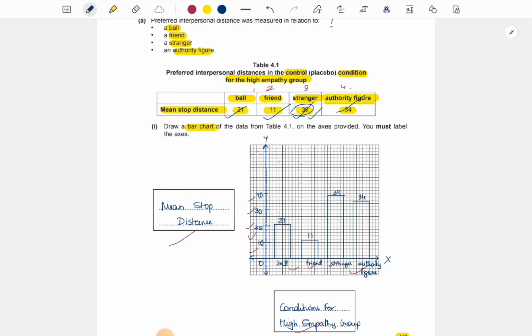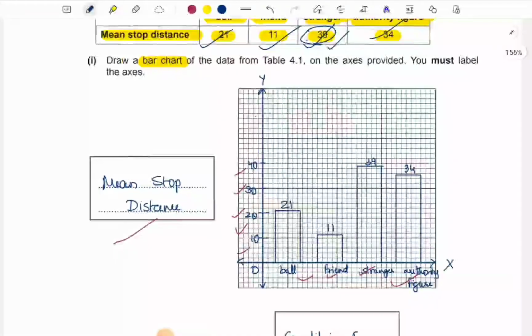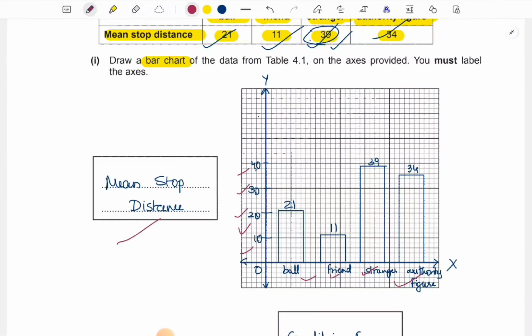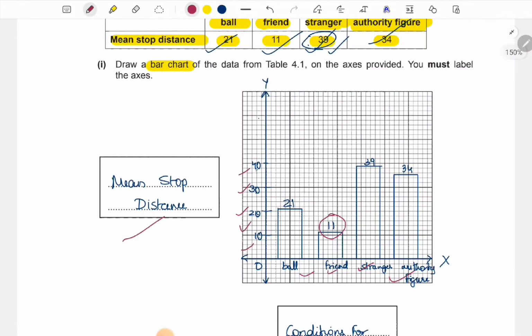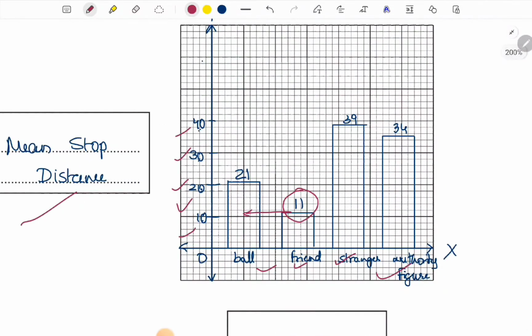So in the last video I had explained how we label the axis and how we make the first bar of the graph, and now you can see similarly I have made the remaining bars. For example, if we take the bar of friends, it is 11. 11 is the mean stop distance, so I've just taken it a little above 10 so that it is precise. It is actually looking like 11. As I had mentioned in the last video, you don't have to be very exact, you just have to be approximate. So I have just drawn 11 a little above 10, and you can see the width of the bar is the same as the previous, and the width between the bars also I have maintained.